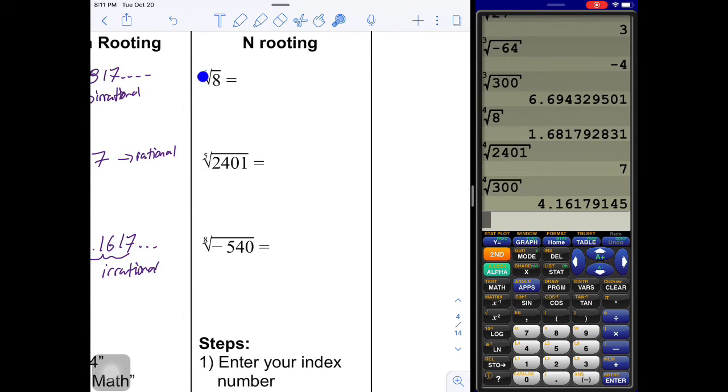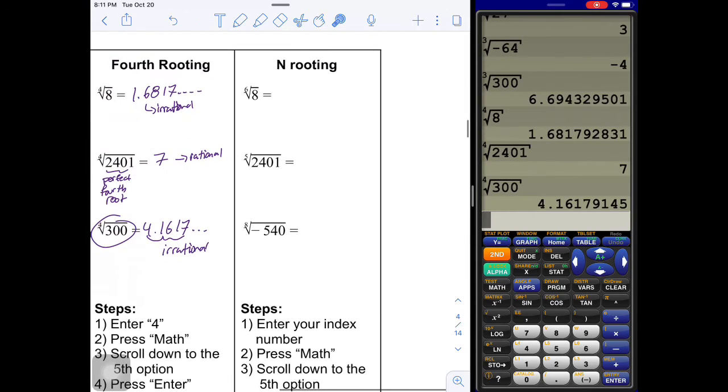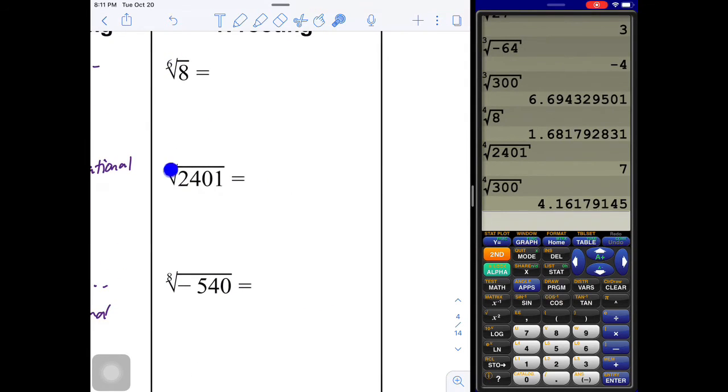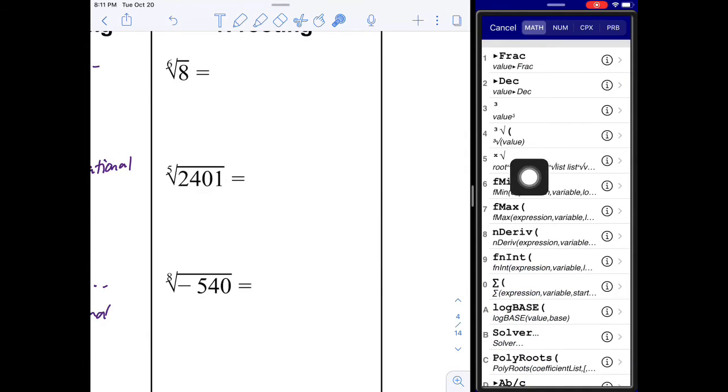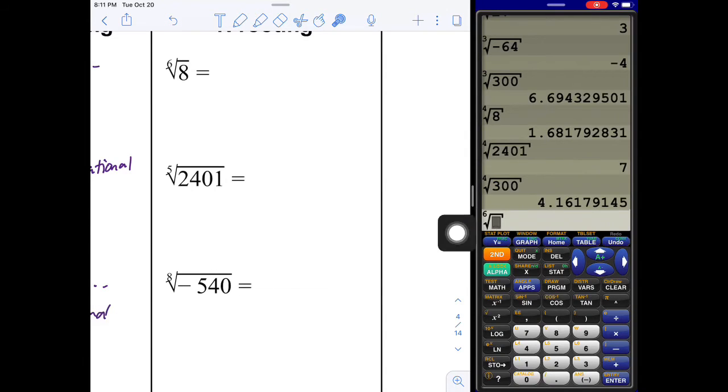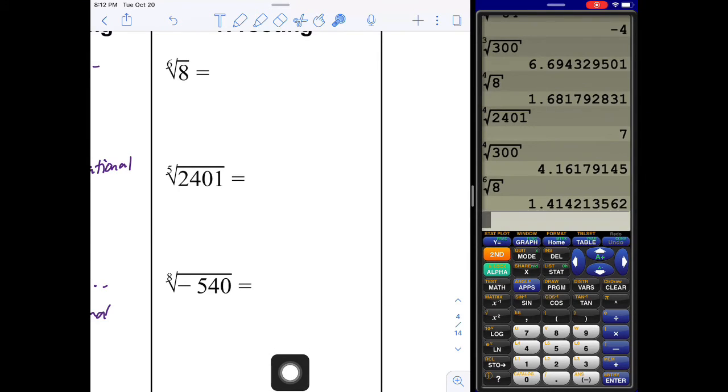What I mean by n-th rooting is where the index number is just a bunch of different things. You will maybe run into a question or two about this. This is kind of at the harder end. It's sort of the same thing as fourth rooting, except your index is changing. So in this case, since my index is 6, I'm going to first press 6 on my calculator. Then I'm going to do the same thing, math, and choose the 5th option, because that takes the number you just entered and puts it as its index. So this is going to be a pretty small number, 1.414213562, and it's going to go on and on forever.